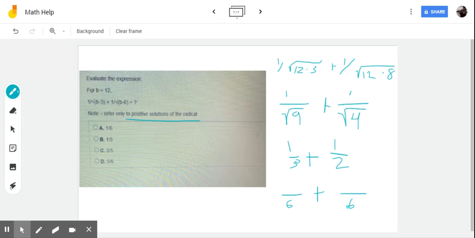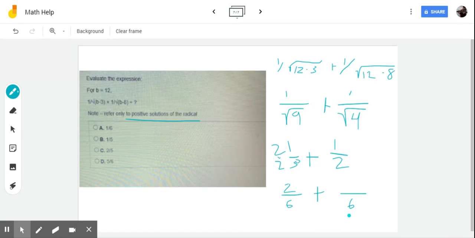Now to get the numerator, whatever we do to the denominator to get the new fraction, we have to do to the numerator. So 3 times 2 gave us 6. So we need to do the numerator times 2 as well. So 1 times 2 is 2. So 2/6 and 1/3 are equivalent fractions.